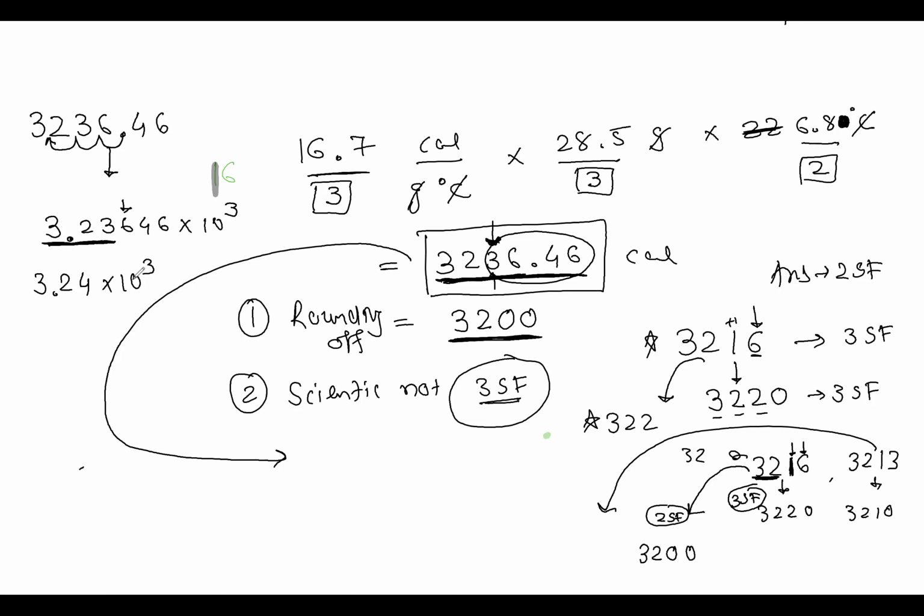All right, we are just following the rule, which is rounding off and writing down the correct number of significant figures. This is one way to do it, which is scientific notation. The other way to do it is rounding off. All right, if I ask you this number, again the same number, 3236.46, I am going to ask you to write down this number in 3 significant figures following the rounding off rule.